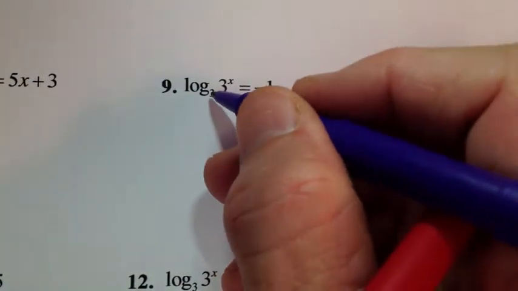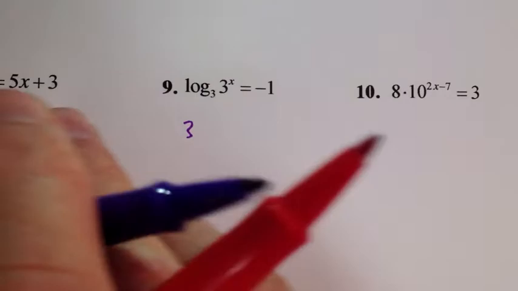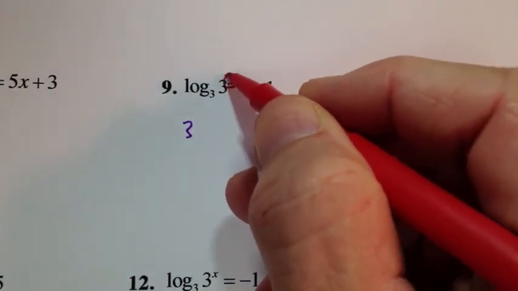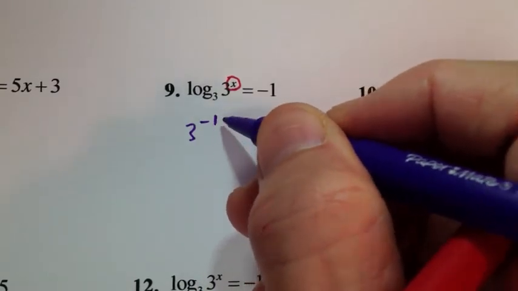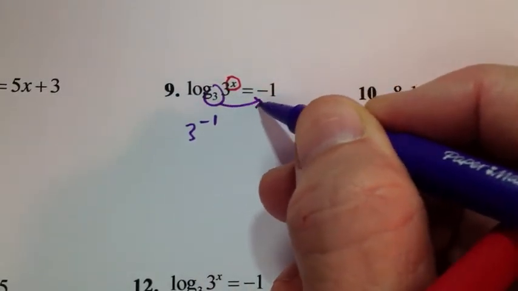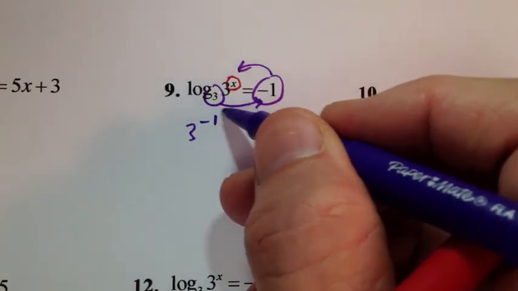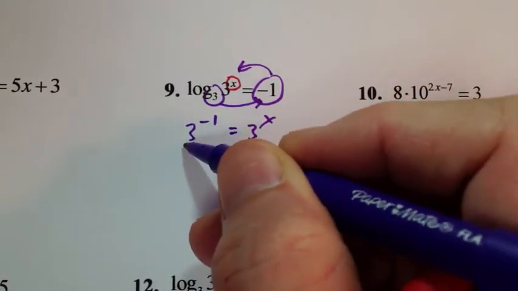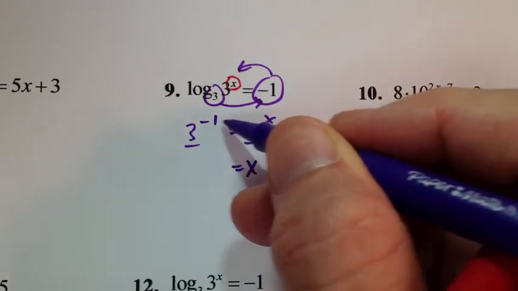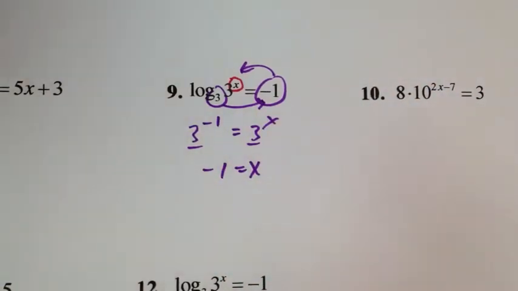Number 9, we have 3 to the negative 1. Notice that the variable is in the exponent here of the argument. So it's locked up, so we're going to have to unlock it. Write it as, remember, flower power. Okay, 3 to the negative 1 is equal to 3 to the x. Therefore, since the bases are the same, the exponents have to be equal. Okay.